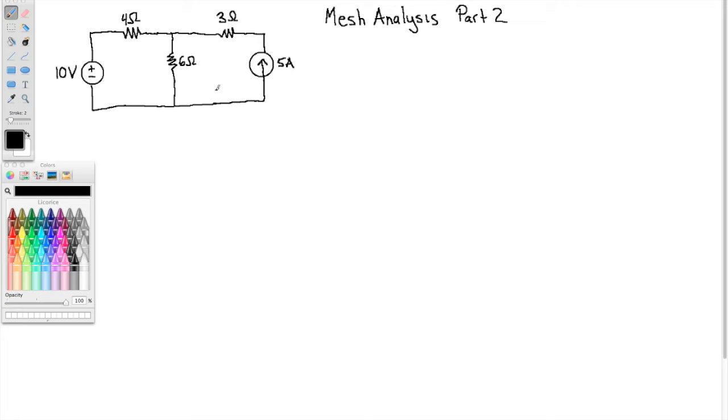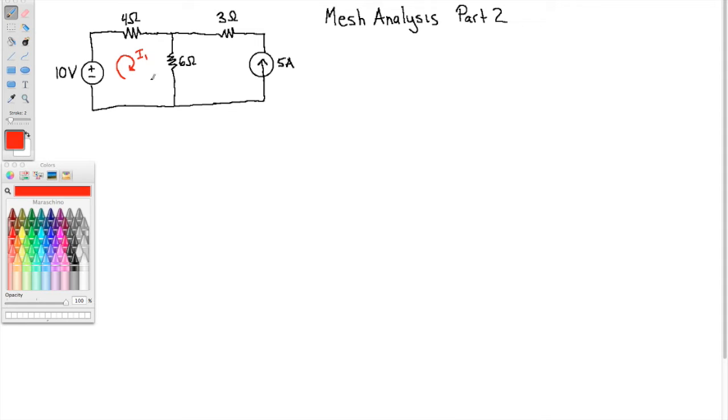Now this is part 2, and you'll see that this example does in fact have a current source on the rightmost branch of 5 amps. So we're going to modify the procedure just a little bit. If you remember, step 1, we identify the meshes, pick a direction, clockwise or counterclockwise, and label the mesh currents. The mesh currents are what serve as our unknowns.